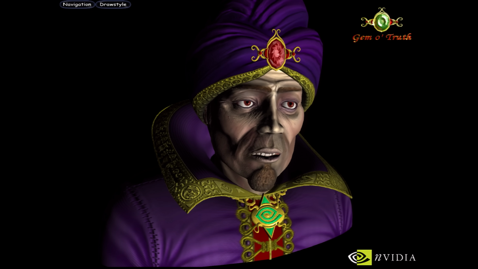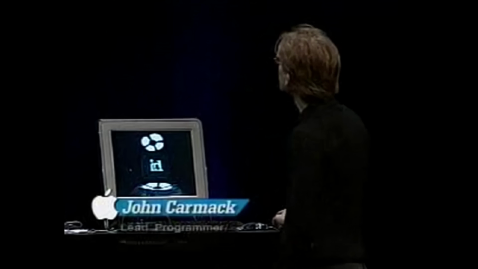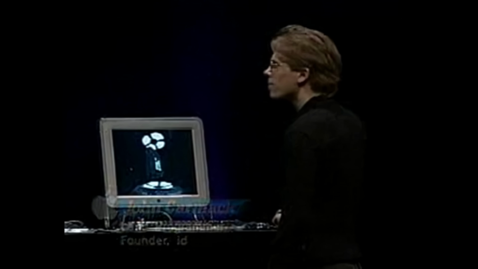Now, what did id show off here exactly on the GeForce 3? Here there's perhaps no better person to describe it than John Carmack himself.